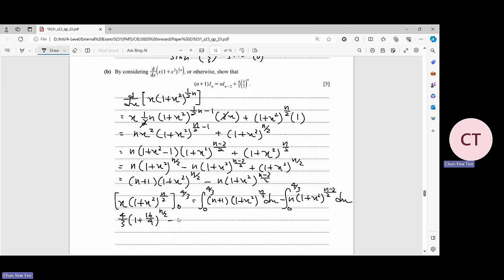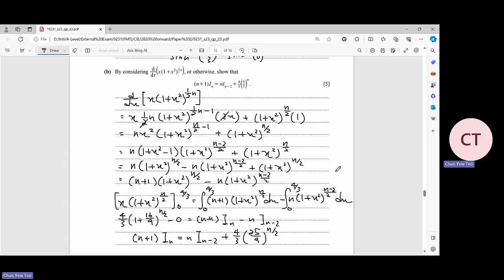n over 2 minus a 0 equals the n plus 1 of I_n minus the n of I_n minus 2. So your I_n, leave it here. Your I_n minus 2, bring it to the other side. You will get this, plus the 4 over 3 and 25 over 9 of n over 2.